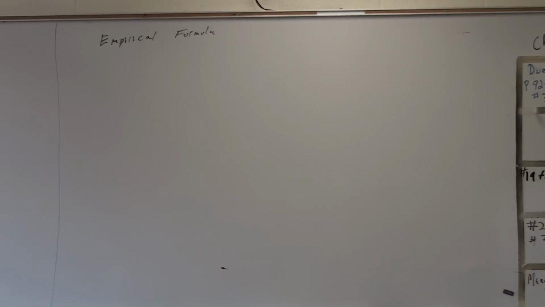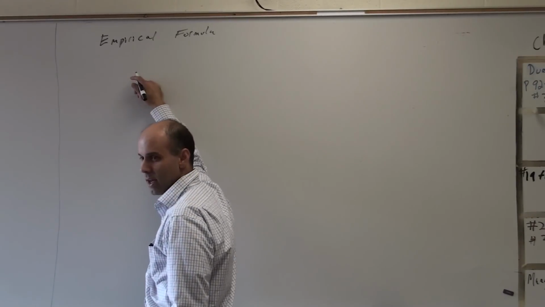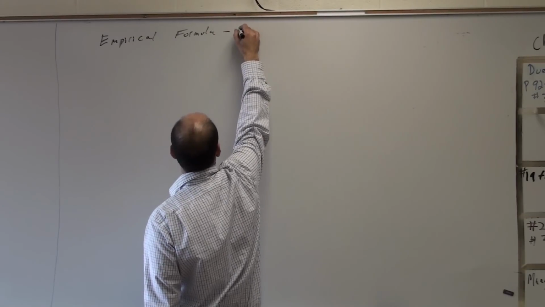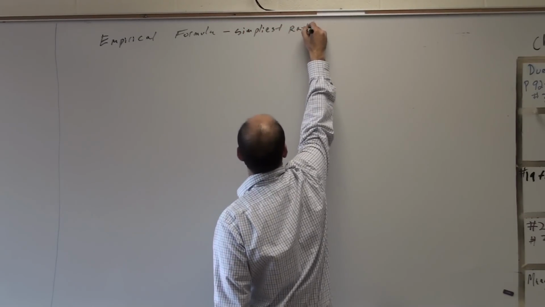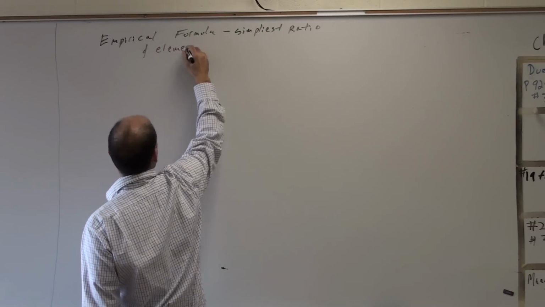Okay, so the empirical formula is the simplest ratio of elements in a compound. That's the simplest.